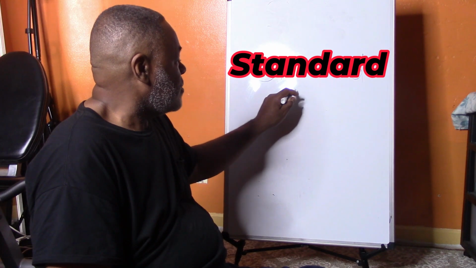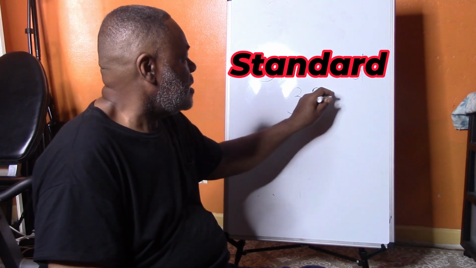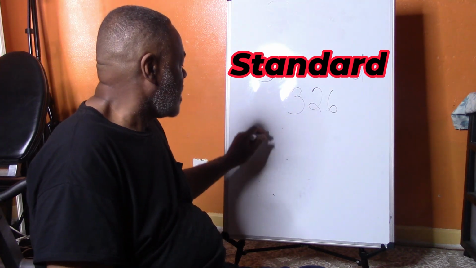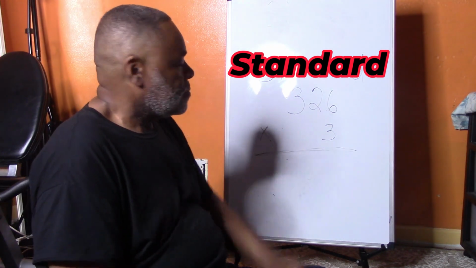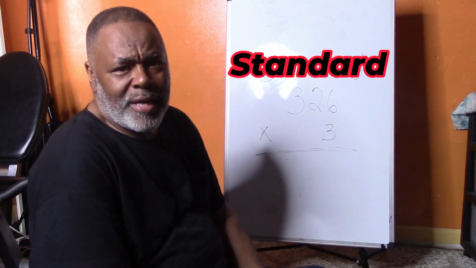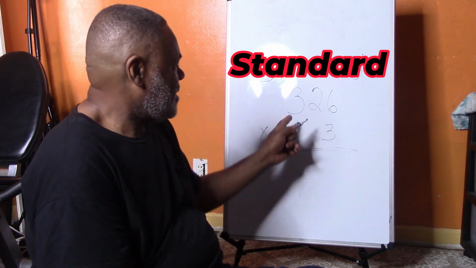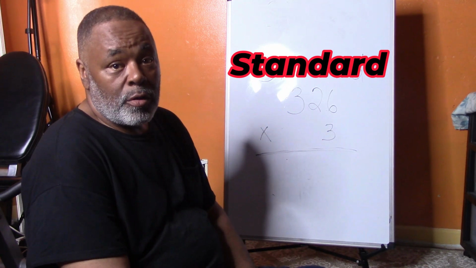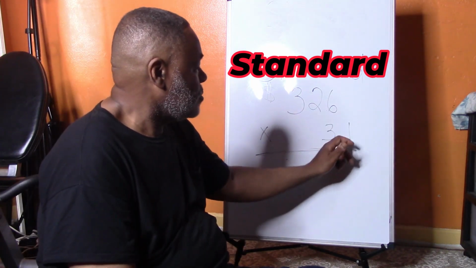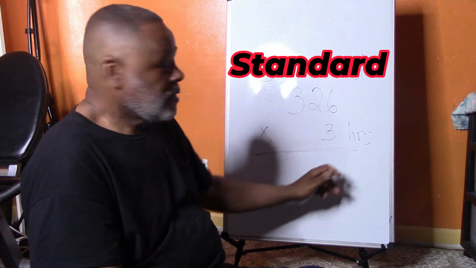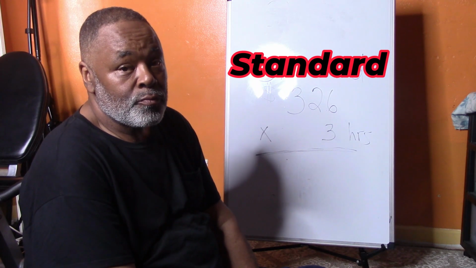Let's say, for example, you have 326 times 3. Now, I always like to make it applicable. That means, how can I apply this problem in the real world? And I get $326 an hour and I work 3 hours. My answer is going to tell me how much money I made in those 3 hours.